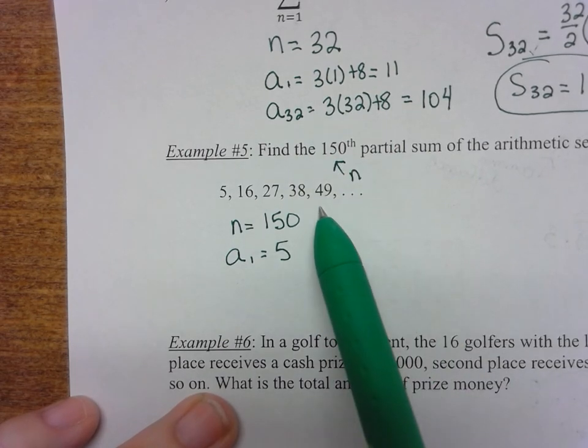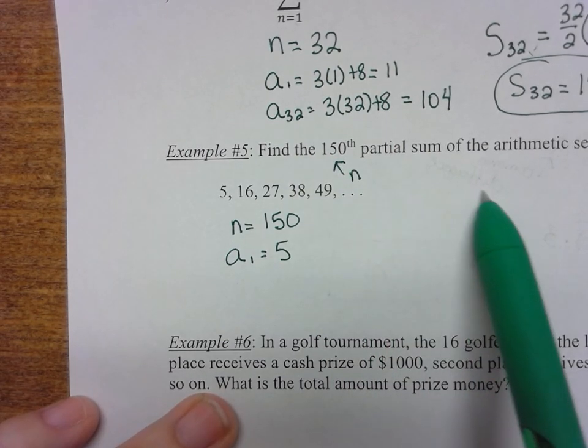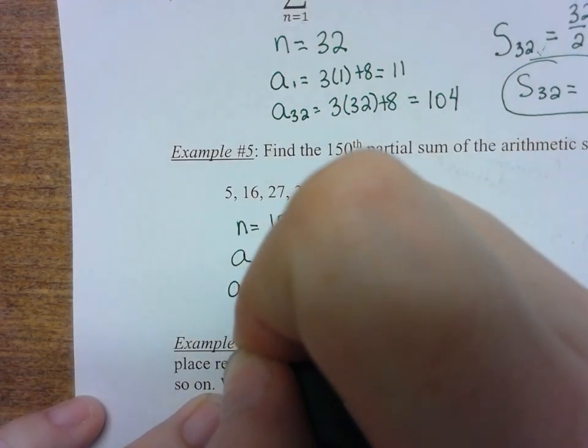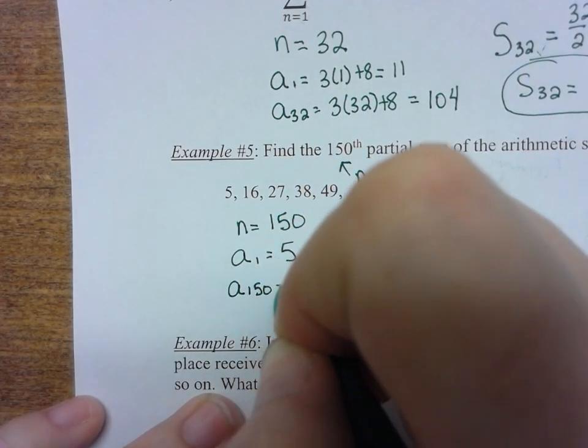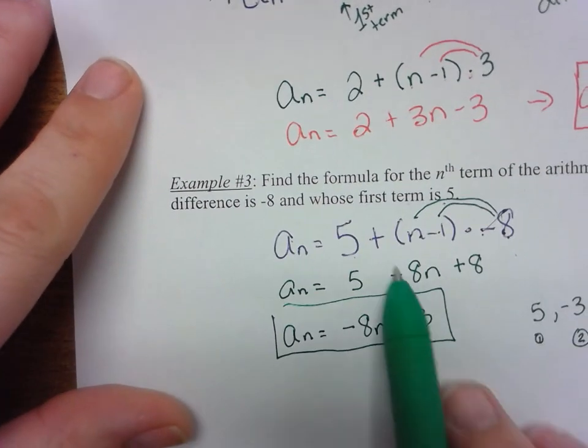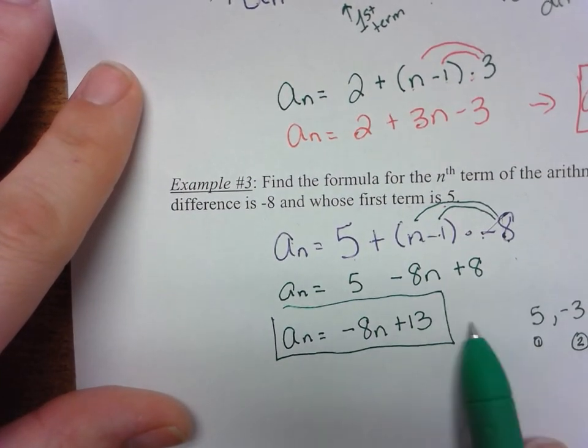But we need to figure out what this is going to be when we go out and out and out and out and out. Well, looks like we're going to have to find a formula for it because this problem doesn't automatically give me the 150th term. So let's use what we did on the other side, right? Let's find a formula so that we can figure out whatever term we want.